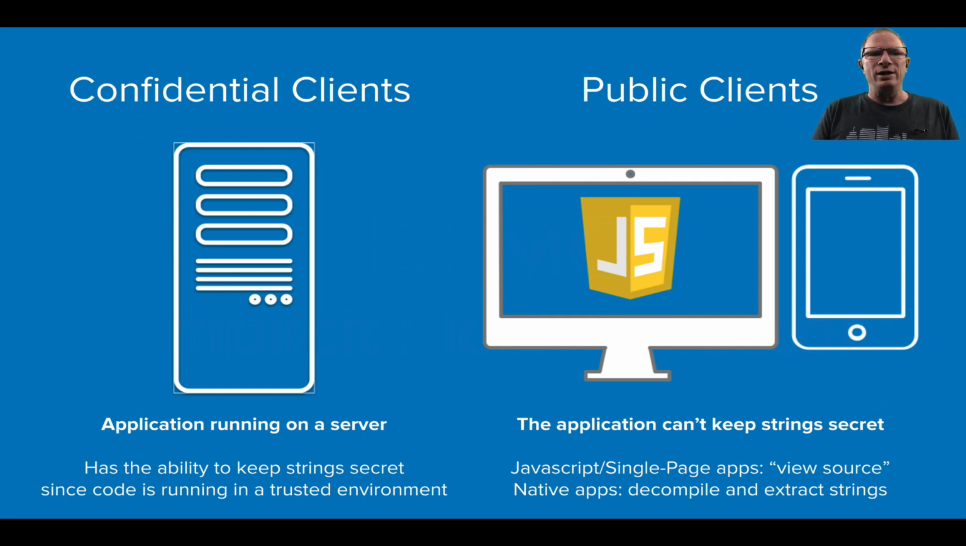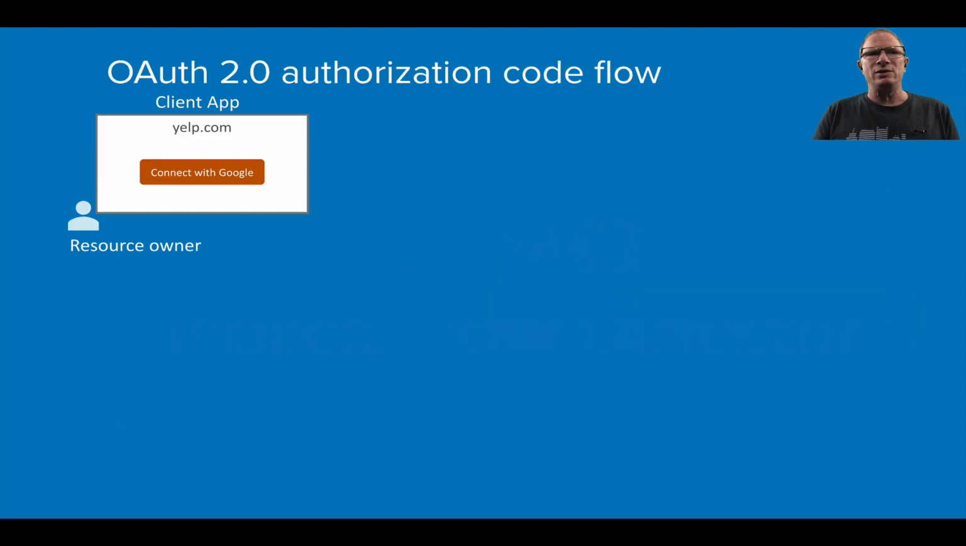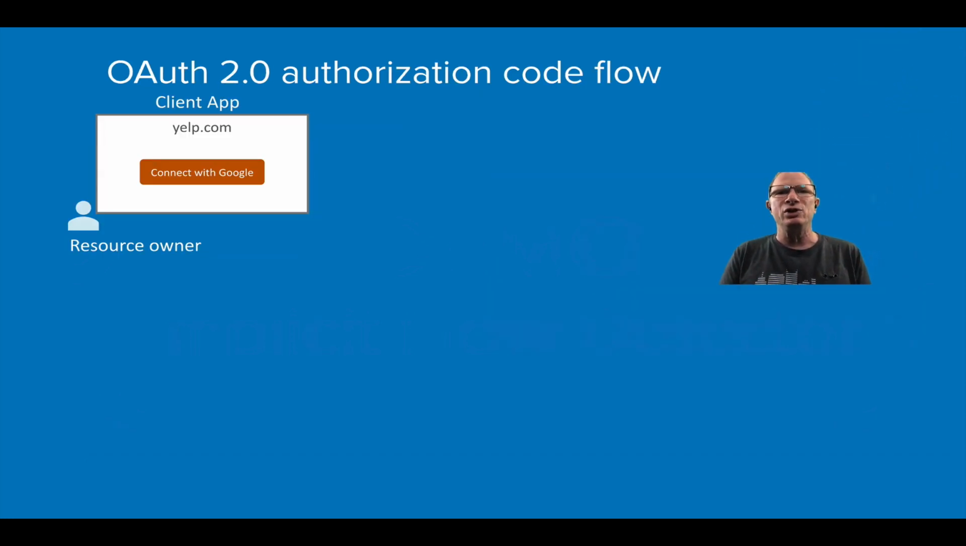Confidential clients, on the other hand, those are your Node.js, Spring Boot, .NET applications that are running in an environment that's completely under your control. It's in your data center, behind your firewall. Doesn't matter if it's virtualized in Amazon or something like that. You have complete control over it. And in that case, that sort of client does have the ability to keep strings secret. Now, this business about keeping strings secret or not keeping strings secret, that ties into the next flow that we're going to look at, which is the authorization code flow.